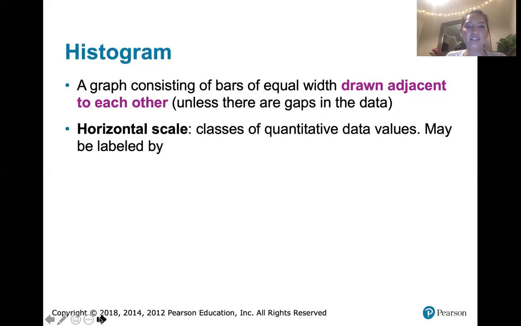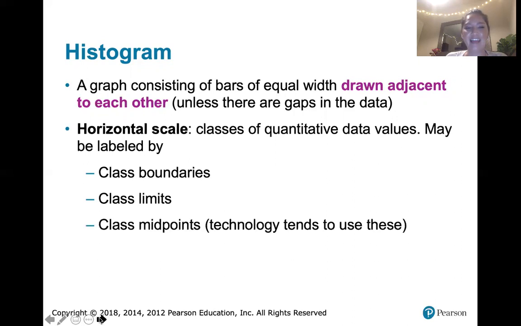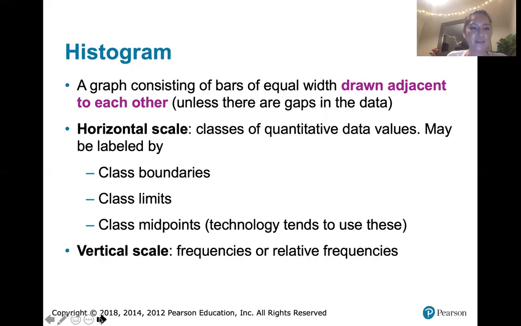On the horizontal scale, we'll see classes of quantitative data values. They might be labeled in a number of different ways. Sometimes you see the class boundaries, sometimes you see the class limits, and often you'll see class midpoints. Technology tends to use these. And then on the vertical scale, you'll see either frequencies or relative frequencies.